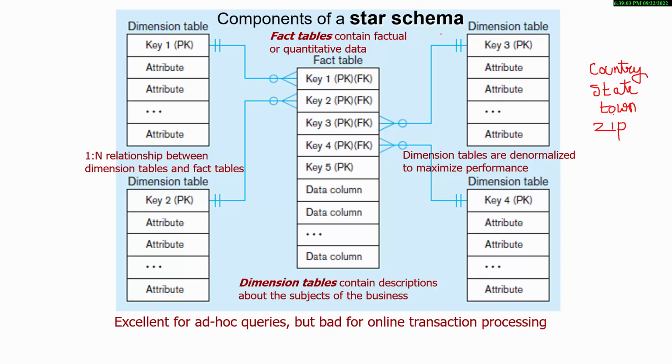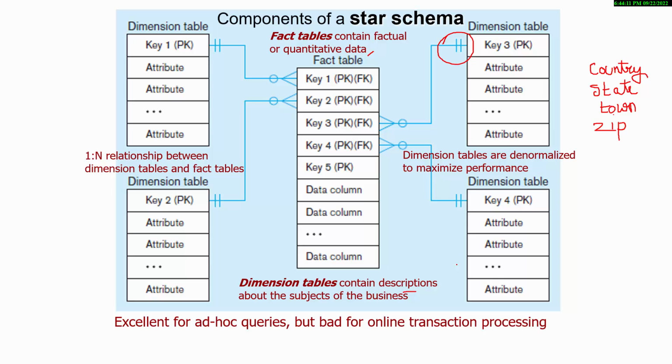Here's an example of a star schema. It is a simple database design in which dimensional data are separated from the fact or event data. Another name for star schema is also dimensional modeling. The star schema is composed of fact and dimension tables. If you have any experience with databases, you may see that a fact table is like an associative entity that connects or joins various dimension tables. So the fact tables contain factual or quantitative data, and the dimension tables contain descriptions about the subjects of the business.